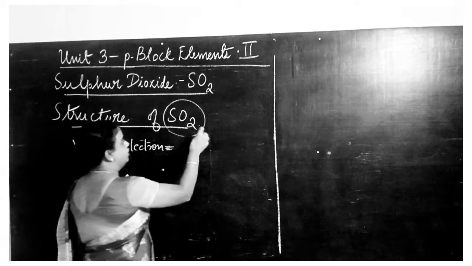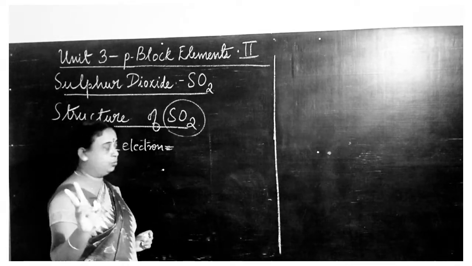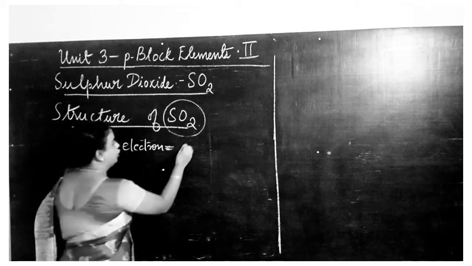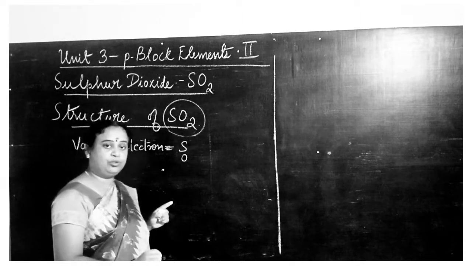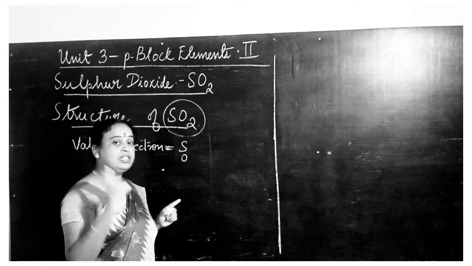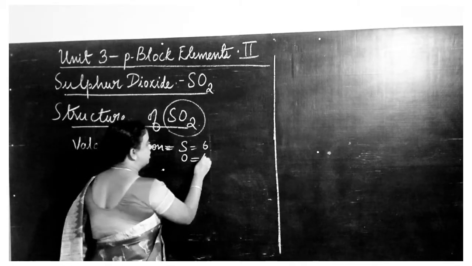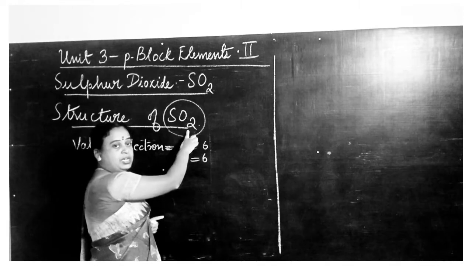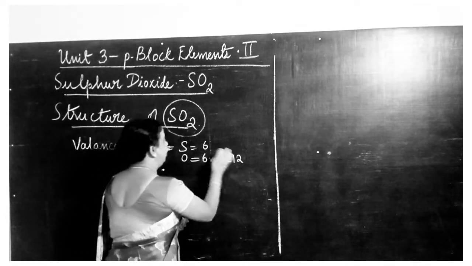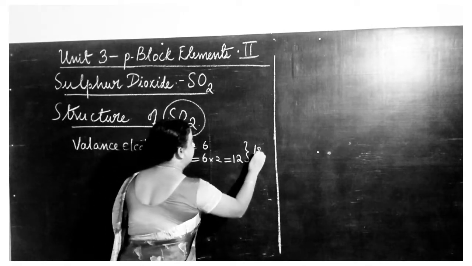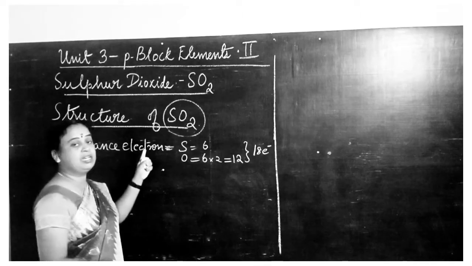Sulfur dioxide is one sulfur atom and two oxygen atoms combined to form SO2. Now let us look into the valence electrons of sulfur and oxygen. Sulfur and oxygen both belong to the 16th group, so the outermost shell contains 6 electrons. So the valence electron count is 6 for sulfur and 6 for oxygen. But there are 2 oxygen atoms, so 6 into 2 gives you 12. 12 plus 6, so altogether you get 18 valence electrons in sulfur dioxide.